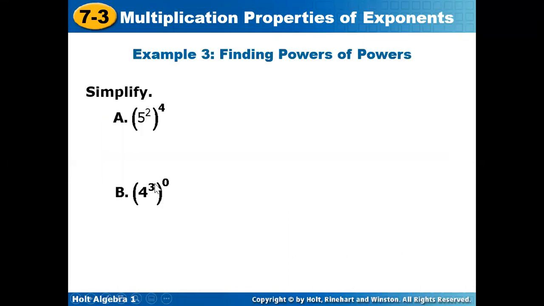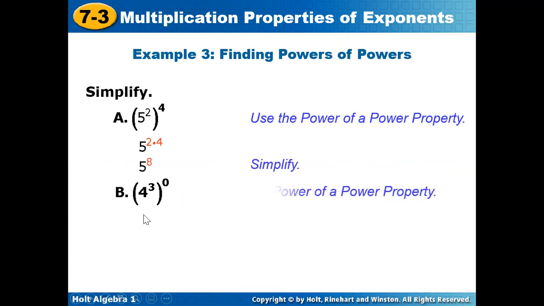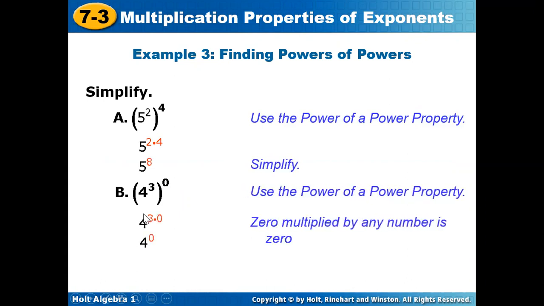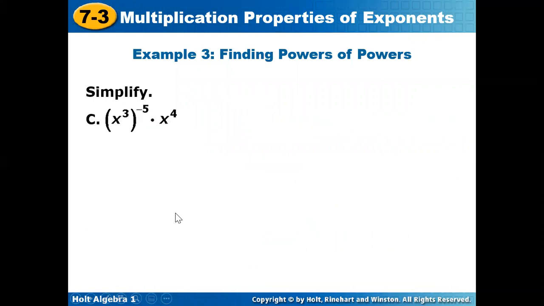So here's that same thing, right? Just multiplying, because it's in parentheses, you multiply those exponents. So here we're going to have 2 times 4 equals 8. And then here we have 3 times 0 is 0. And 4 to the 0 power, anything to the 0 power is 1. So make sure you simplify that all the way. And you can do that.